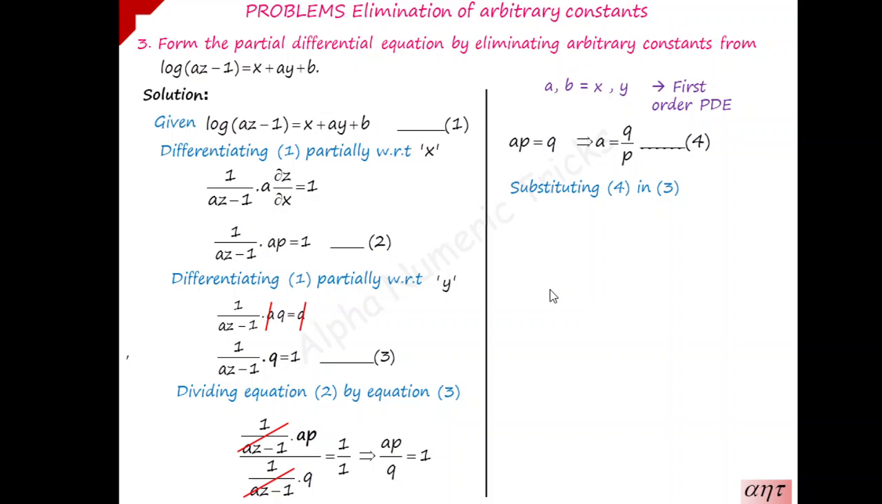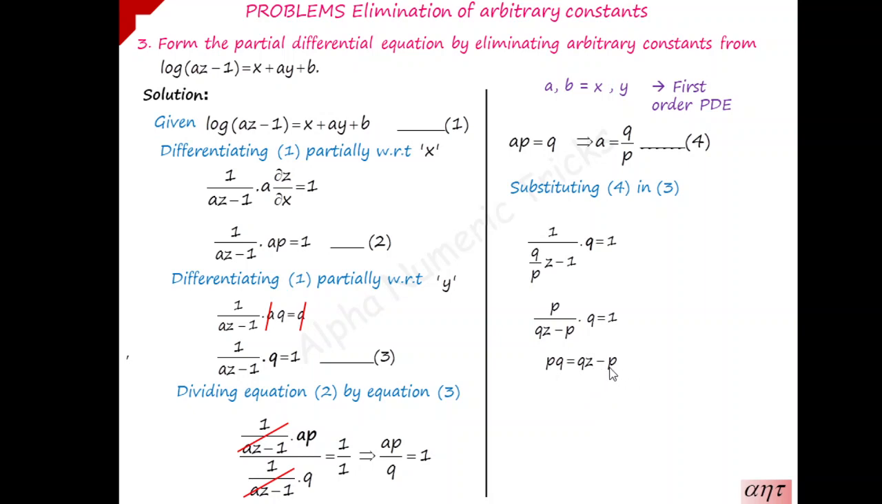So you have 1 divided by A, which is replaced by Q by P, into Z minus 1, into Q is equal to 1. Here in the denominator you have to take the LCM, QZ minus P divided by P, so that P is taken to the numerator. So you have P divided by QZ minus P, into Q is equal to 1. Now we have to simplify further. For that you have to take QZ minus P to the right hand side. So it becomes PQ is equal to QZ minus P.